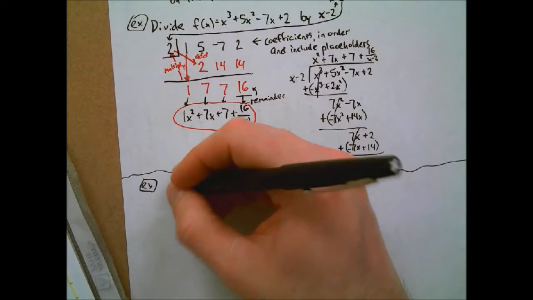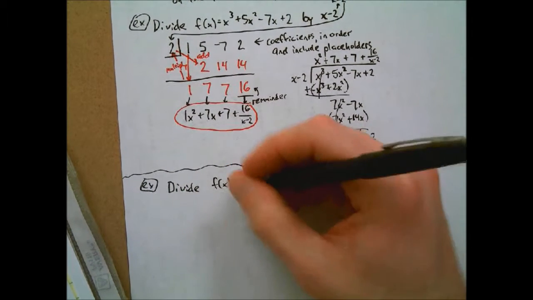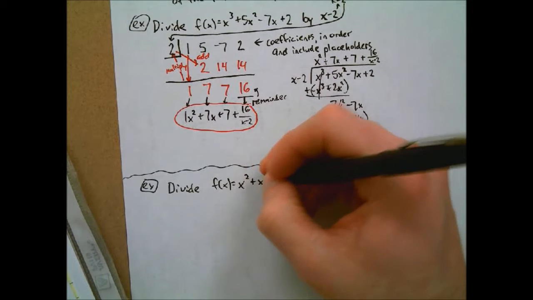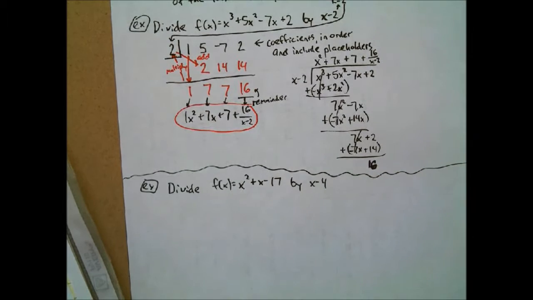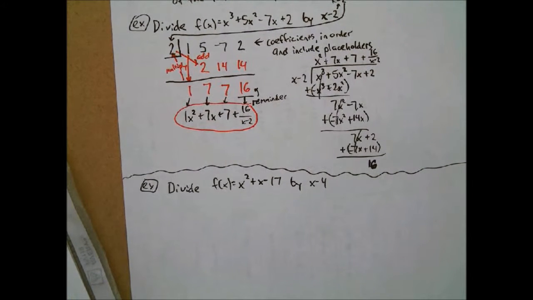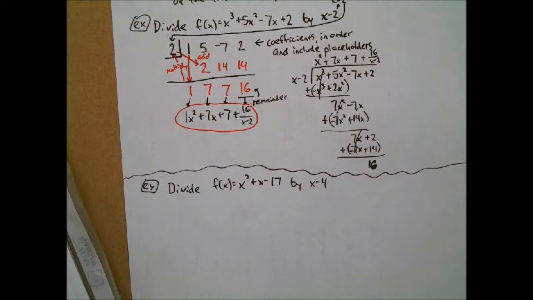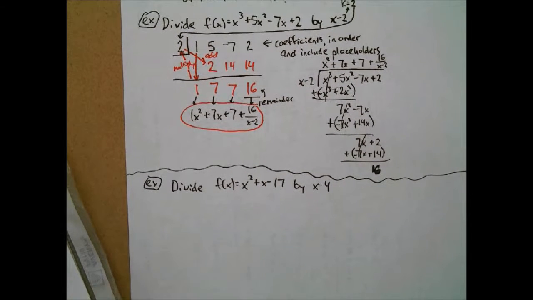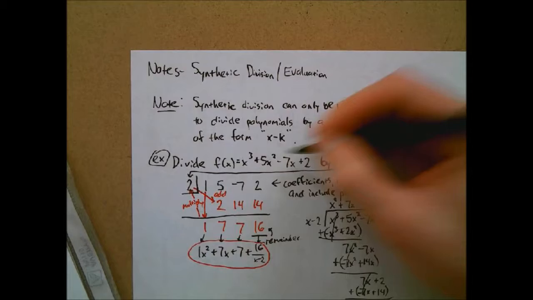Divide f of x equal to x squared plus x minus 17 by x minus 4. You getting this okay? Can we use synthetic division here? Yes, because we're dividing by x minus 4, which is in the form that we need, x minus k. So this is x minus 4.